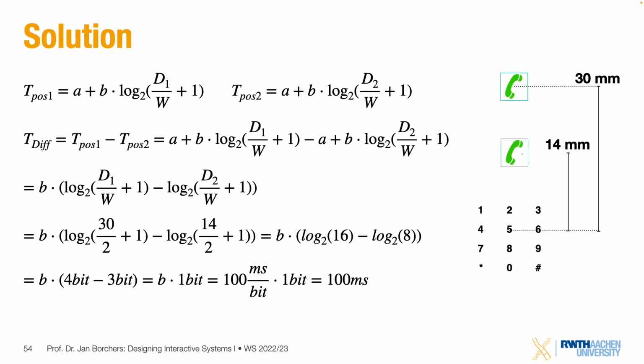So B being 100 milliseconds per bit means that we are left basically by an increase of difficulty or an improvement or a reduction of difficulty by 1 bit here in this case. And that, as you say correctly, basically means that the difference in execution times is going to be 100 milliseconds. So reality check here. Does that matter?